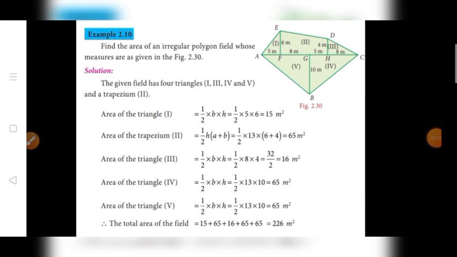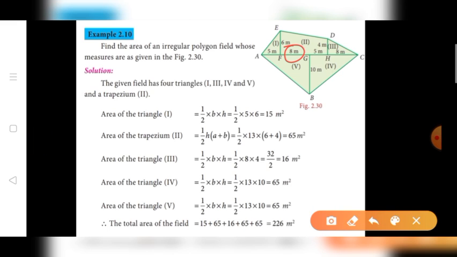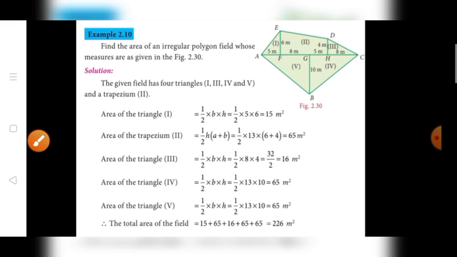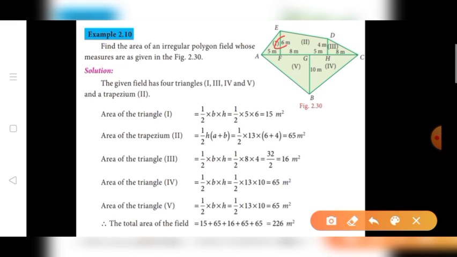Height value 13, 8 plus 5, 13. Height value 13. A value 6, B value 4. Half into height 13 (8 plus 5, 13) into A value 6, B value 4. 6 plus 4, 10. Half into 13 into 6 plus 4, 10.